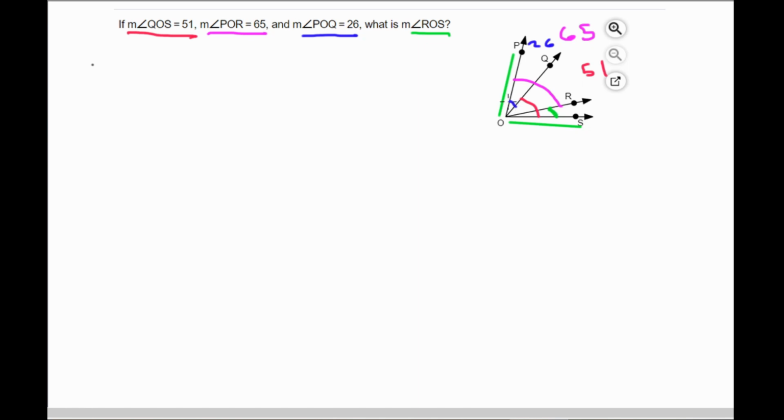Well, it's a good thing we did color code this, or it's a good thing we did mark these. Because if I look at my blue, it starts here and ends here, and my red picks up right where it left off and then goes the full distance. So I can say that POQ plus my red, which is QOS, is equal to the whole thing, POS. Let's actually put POS in a different color that we haven't used yet.